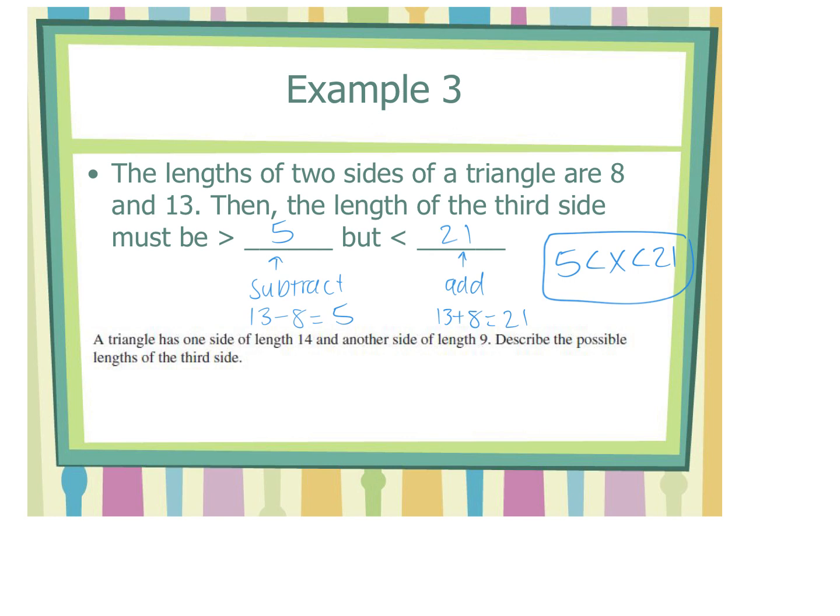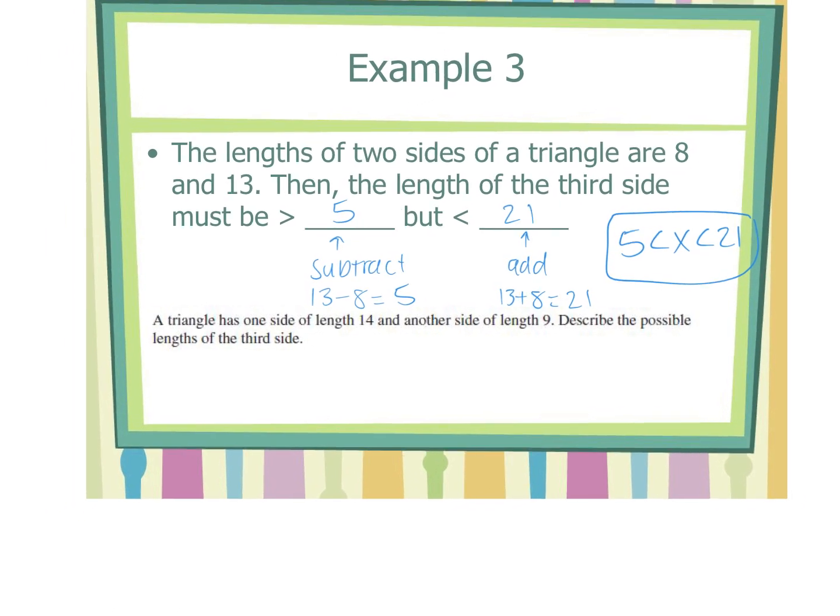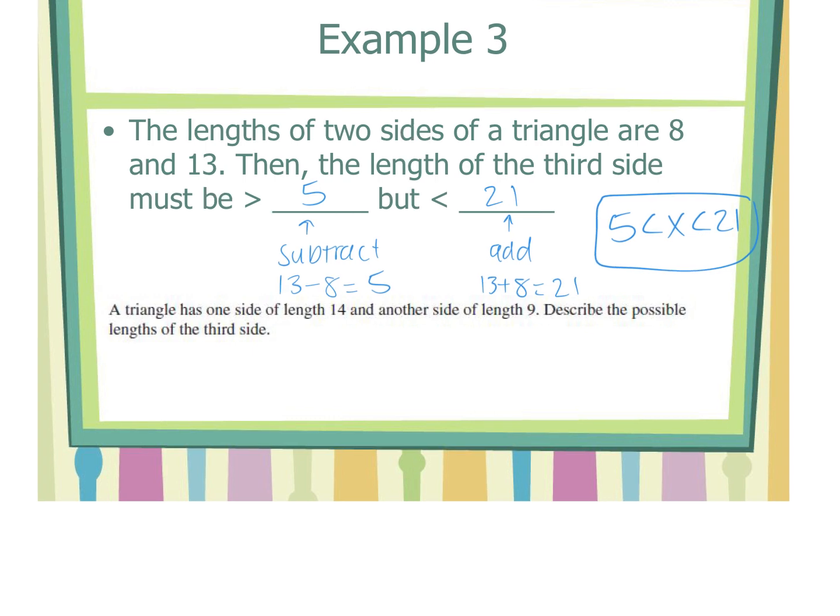Yeah, Hannah? Yes, okay? So the next problem says a triangle has one side of 14 and another side of 9. Describe the possible lengths of the third side. So put x in the middle. It's going to have a lower limit and an upper limit. How would I find the lower limit? Subtract. So I do 14 minus 9, which gives me 5. So it needs to be between 5 and... How do I find the upper one? Add them. So do 14 plus 9. You'll get what? 23. So it has to be between 5 and 23.